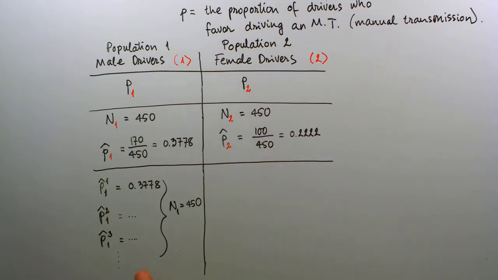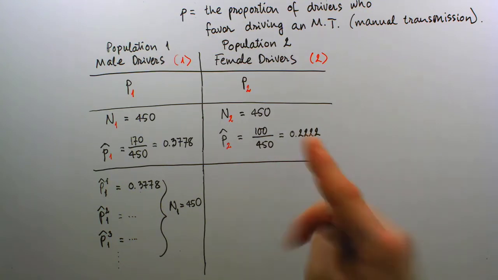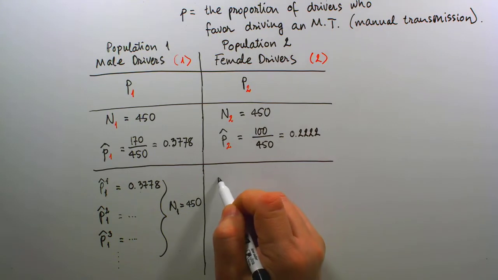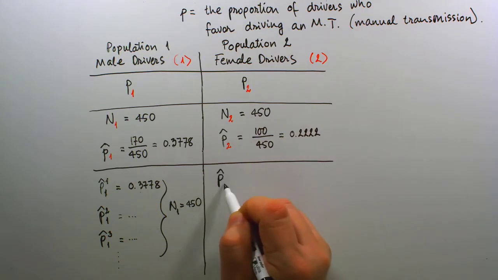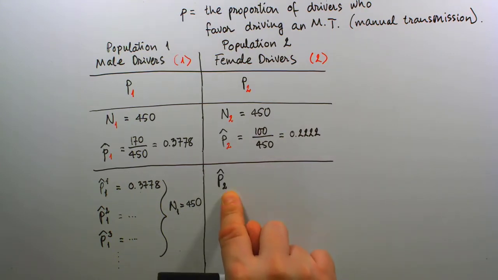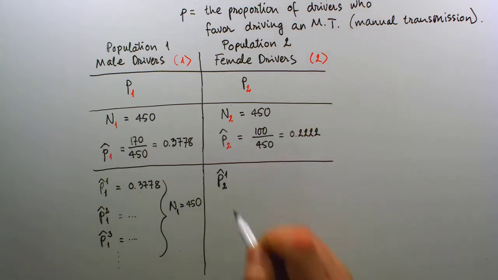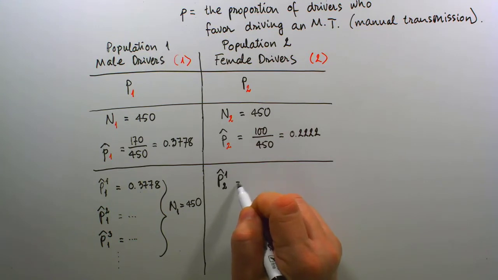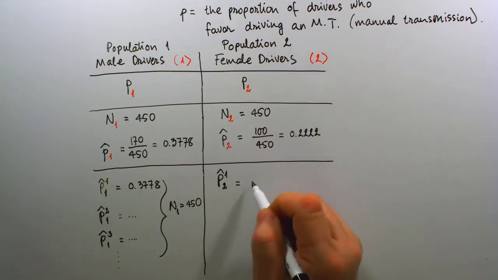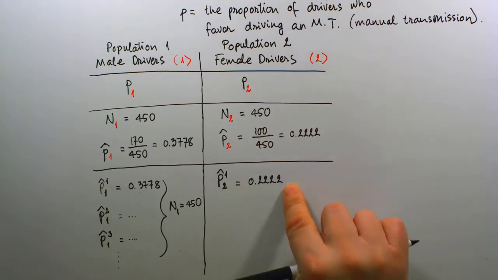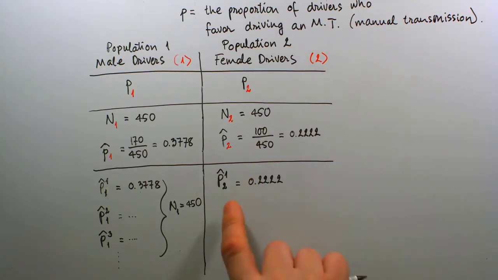And so the same way, now if we turn our attention to the other population, namely population 2, then the sample we currently have, I can call that the first sample. So subscript 2 is indicating that it's from population 2, clearly, but we can regard that as our first sample. And so the value we have right now is 0.2222.